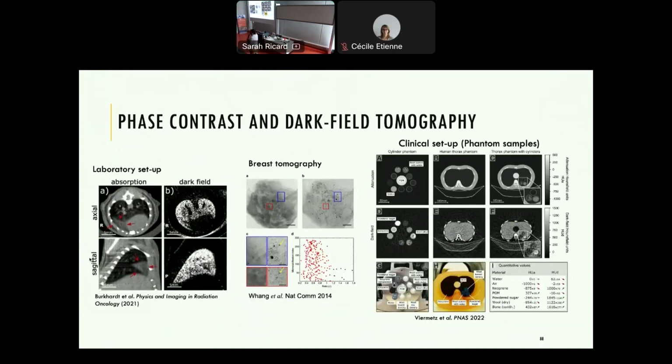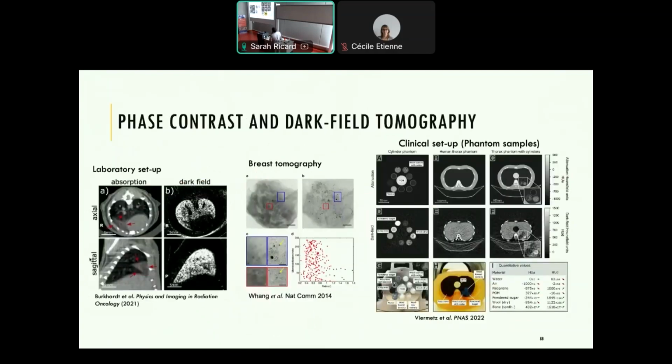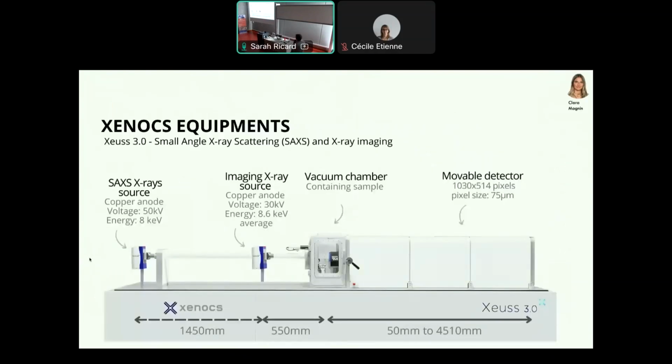So for the moment, I showed you only 2D images, but these are visible in 3D, and these are the results that I've shown you on the setup by the Germans. It's visible in 3D as well, and it's interesting because we can also see this orientation in some materials and their different scattering properties. So this is really the future of what we are doing. Phase is interesting. First, the dark field is really new. We are just at the beginning of the story.